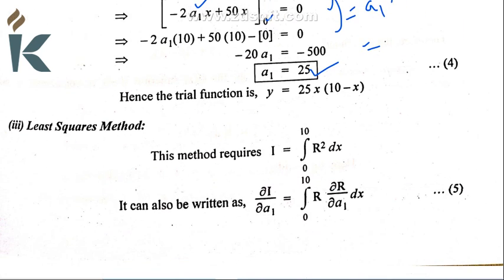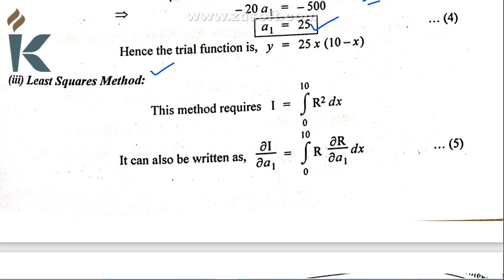So the next method is the least square method. This method requires I equal to the integral from 0 to 10 of R square into dx. This R square I have to rewrite like this, R into dou R by dou a1. So this equation can be rewritten as dou I by dou a1 equal to the integral of R into dou R by dou a1 into dx. This is the value you have to get.